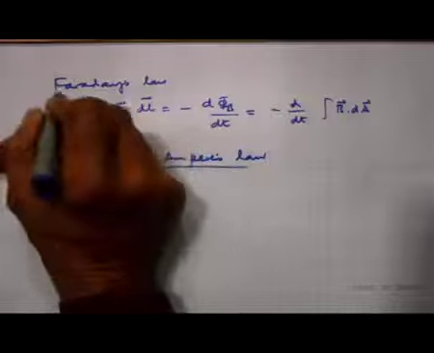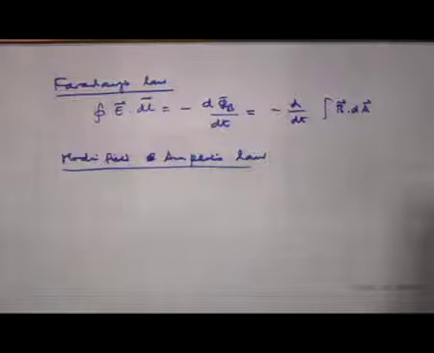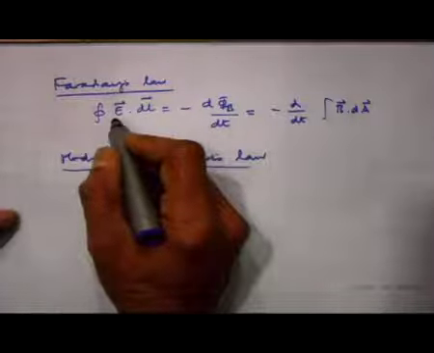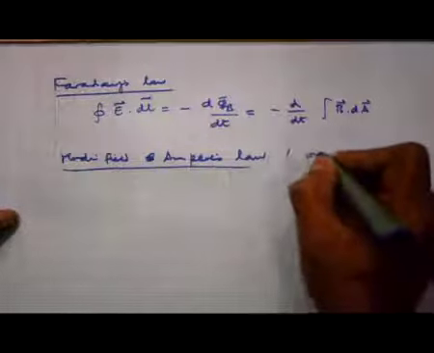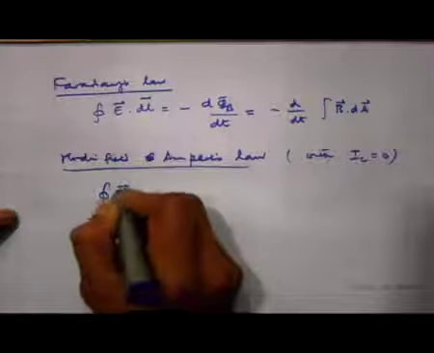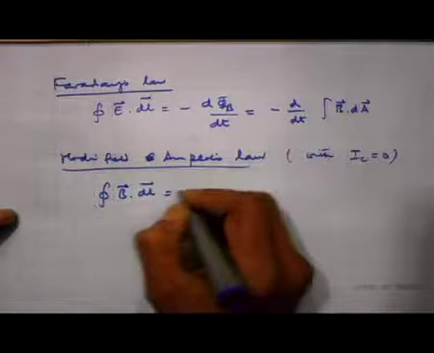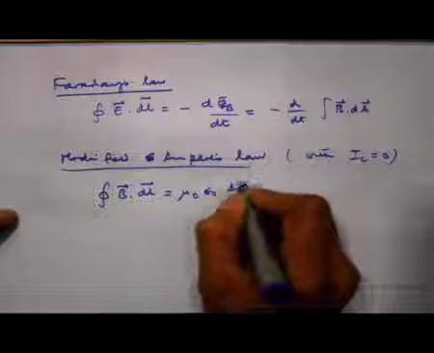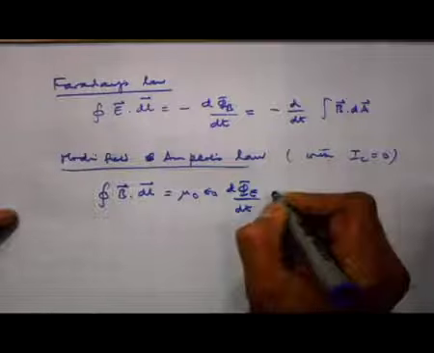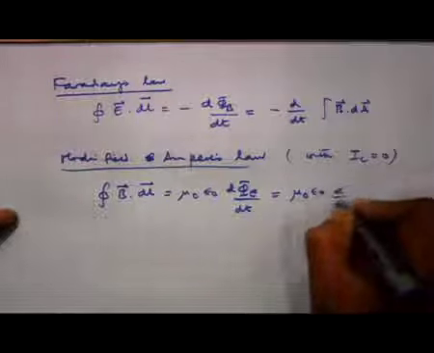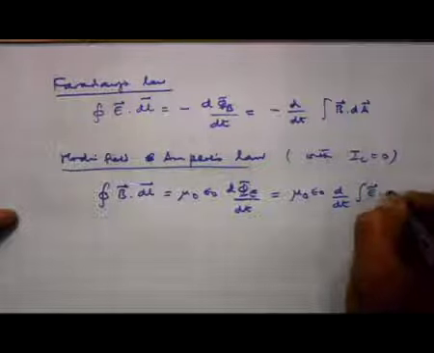So, let me look at a situation where there is no conduction current, a region of space where there is electric and magnetic fields. When there is a magnetic field in a region, the rate of change of magnetic field gives you an electric field. And looking at a region with conduction current equal to 0, I will get the integral of B dot dl equal to mu naught epsilon naught d phi_E by dt, which is equal to mu naught epsilon naught d by dt of the integral of E dot dA.